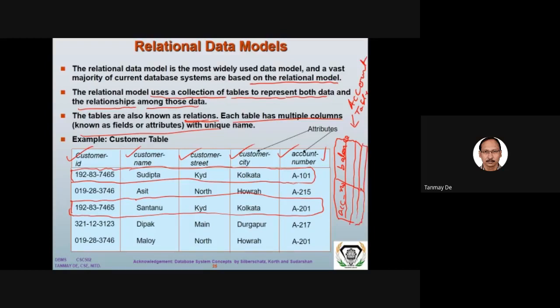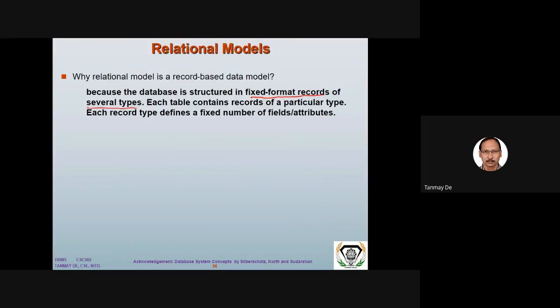Each of the records here, what type are they? These records are what type? Account type of record. These records are actually fixed format records of several types. Why several types? For example, customer type, account type, and so many other types are also there.